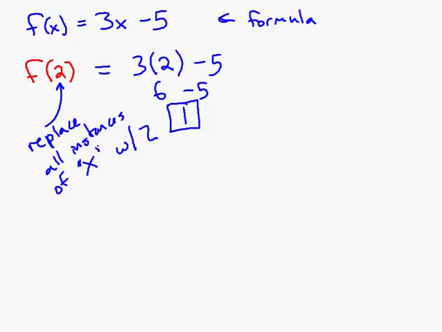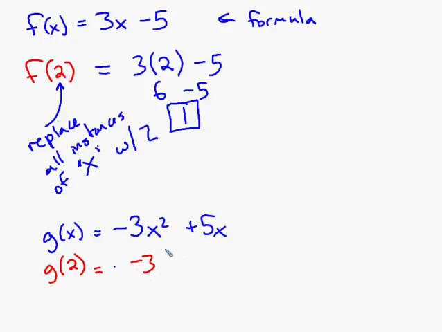Alright, we'll have another function. Now this does not mean f times 2. Let's try g of x. Let's make another function. Maybe we have negative 3x squared plus 5x. Alright, let's find g of 2 again. So I replace each instance of x with what? 2. So I have negative 3 parentheses 2 squared plus 5 times 2.